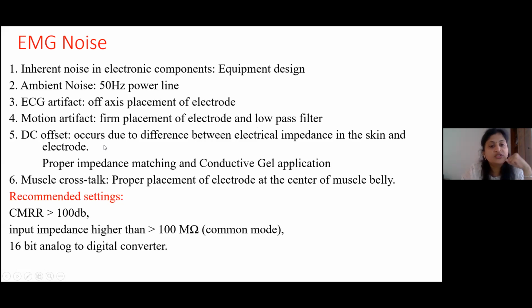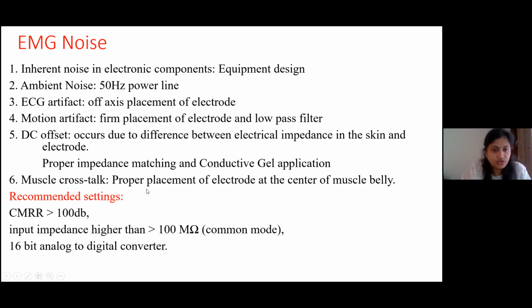Now, the next noise is the DC offset. It occurs due to the difference between the electrical impedance in the skin and the electrode. As I said earlier, proper impedance matching, having a good input impedance, and application of conductive gel help. After application of the gel, you have to wait for 1 minute so that the impedance gets lowered, and you can reduce this DC offset noise.